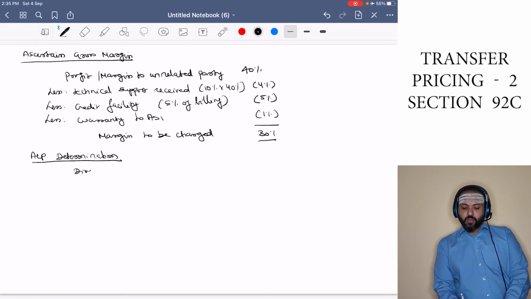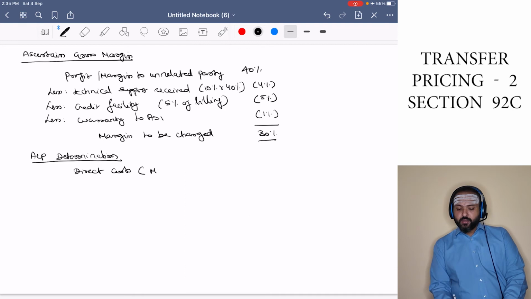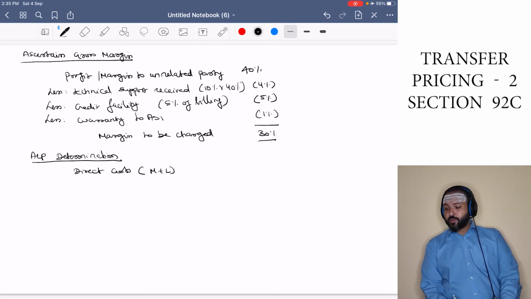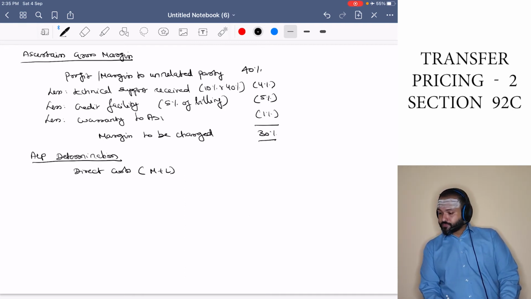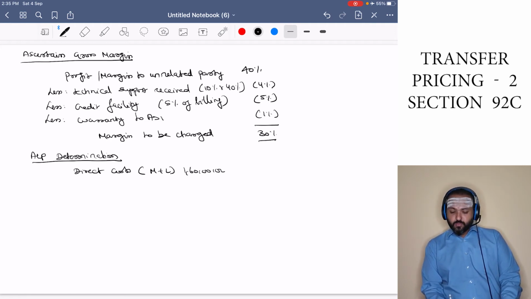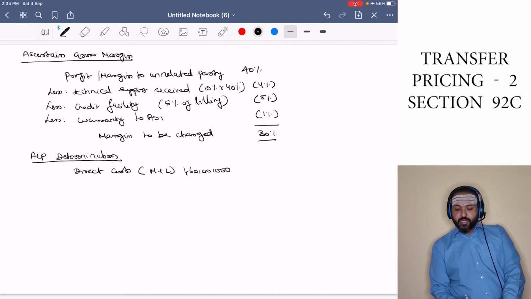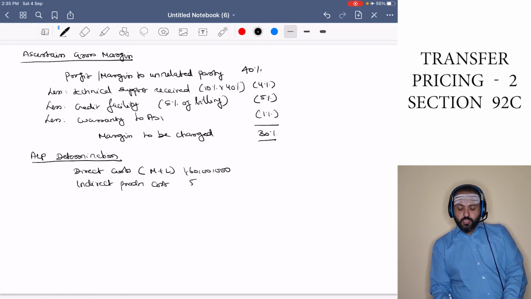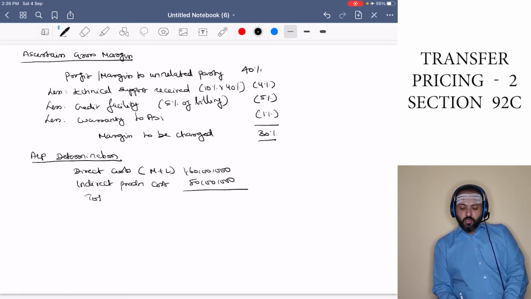We will take the direct costs. Direct costs, what are they? Material plus labor. So how much is that? 1 crore 60 lakh. Okay. And then the indirect production cost will be the indirect cost. Indirect production cost is 50 lakhs. So what is the total cost? Total cost is 2 crores 10 lakhs.